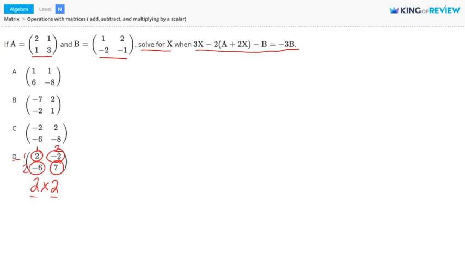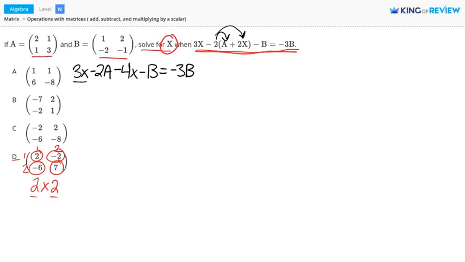So let's look at the problem here. We want to solve for x. So let's start by rearranging our equation so that we solve for x. In other words, let's get x by itself on one side of the equation. We'll start by distributing this 2. So we get 3x minus 2a minus 4x minus b equals negative 3b.